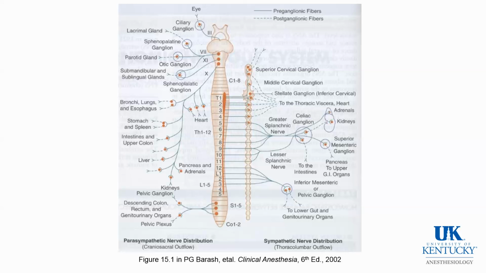This slide illustrates the location of the primary nerve bodies and the postganglionic nerves and ganglia for both the parasympathetic nervous system on the left side and the sympathetic nervous system on the right side.